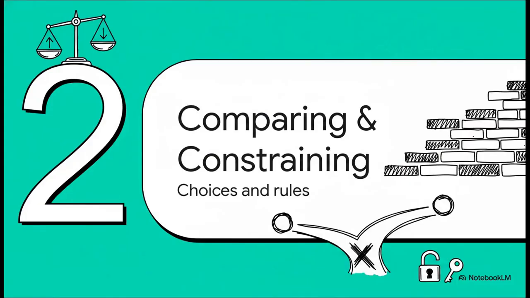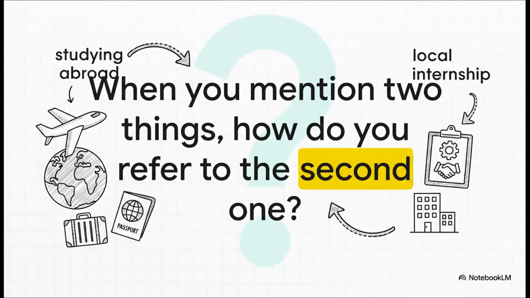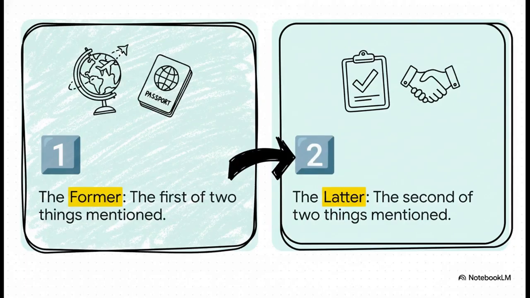Okay, let's switch gears. In our next section, we're going to look at some words for comparing our choices and understanding the rules that kind of box us in. Picture this scenario. You're talking about two different options. Let's say studying abroad or getting an internship nearby. You discuss both of them. How do you then refer back to that second option, the internship, without having to say the whole phrase all over again? You use the latter.